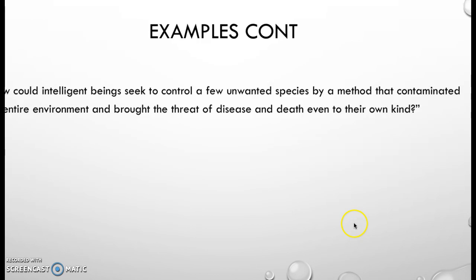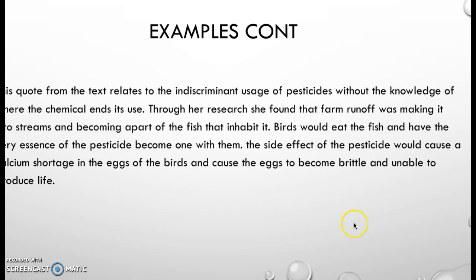Another example is: "How could intelligent beings seek to control a few unwanted species by a method that contaminated the entire environment and brought a threat of disease and death even to their own kind." This quote from the text relates to indiscriminate usage of pesticides without the knowledge of where the chemical ends its use. Through her research, she found farm runoff was making it into streams and becoming part of the fish that inhabit them. Birds would eat the fish and have the very essence of the pesticide become one with them. The side effect of the pesticide would cause a calcium shortage in the eggs of the birds and cause the eggs to become brittle and unable to produce life.